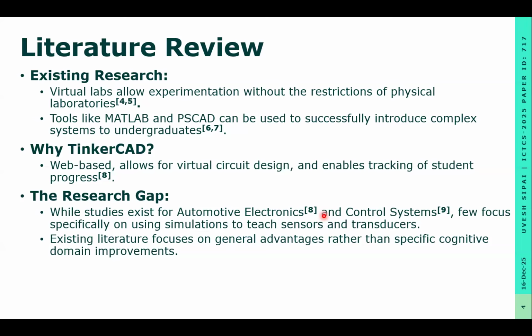Specifically, teaching sensors and transducers requires us to impart the knowledge of the calibration process. That is actually difficult to cover in a theoretical session. So for that, we are going with this Tinkercad.